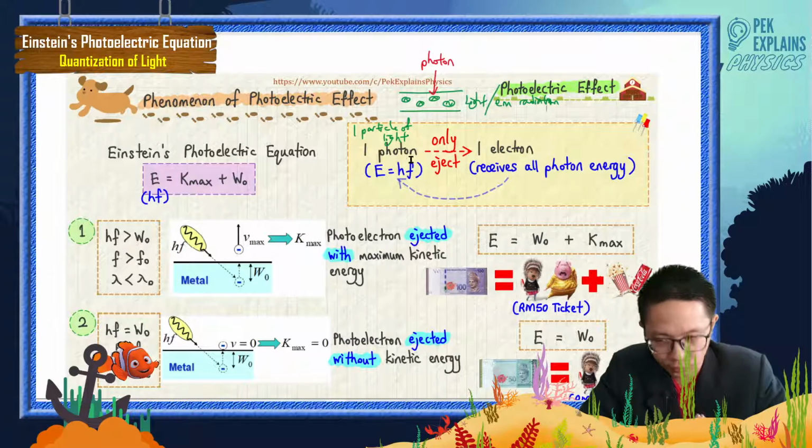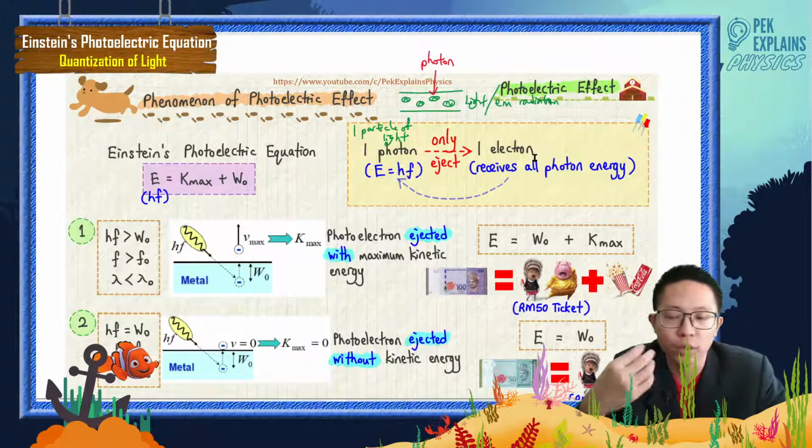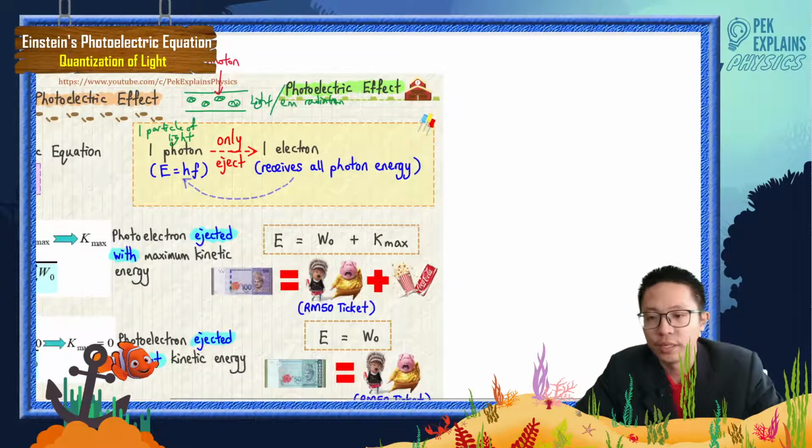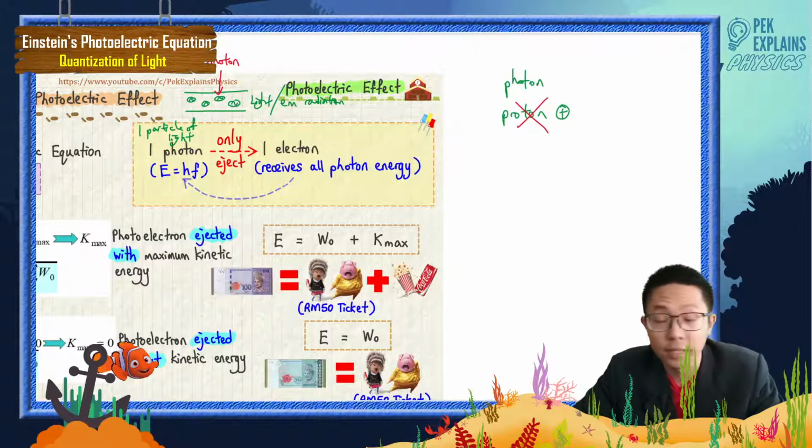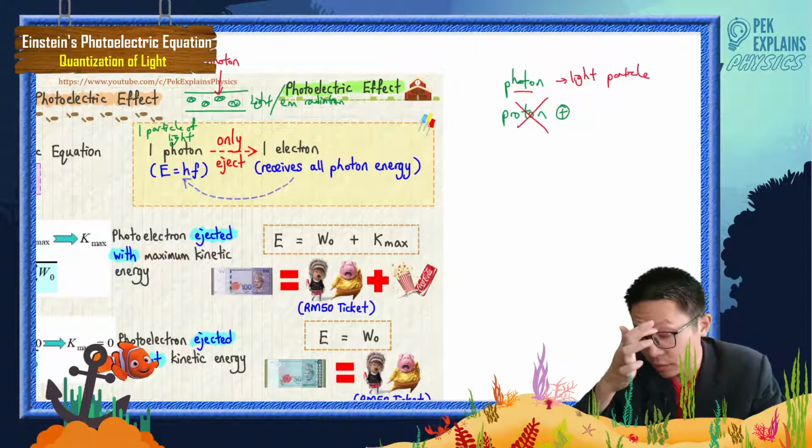One photon only ejects one electron. It won't eject two electrons, and also an electron won't receive more than one photon. Remember the spelling is photon, P-H-O-T-O-N. It's not proton. Proton is the positive charge in the nucleus. It's not that. Photon is the particle of light, the light or electromagnetic radiation particle. It's not the proton.